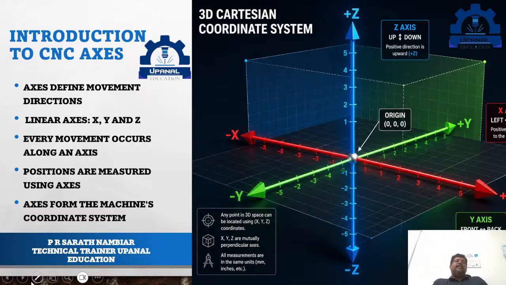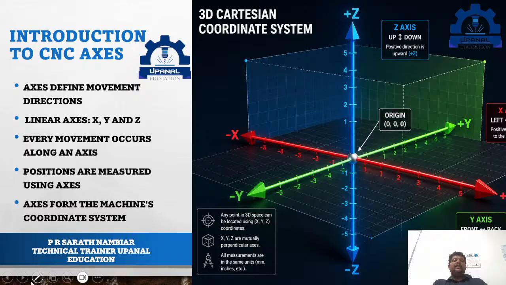Now, when we say the machine moves from one position to another, how exactly does it move? The answer is through an axis. An axis is simply a defined direction of movement. A CNC machine is also capable of movement, but instead of using words like forward or backward, it uses axes. These axes provide a standard way of defining movement. In most CNC machines, we have three primary linear axes: the x axis, the y axis, and the z axis. Only then can we reach the exact location.